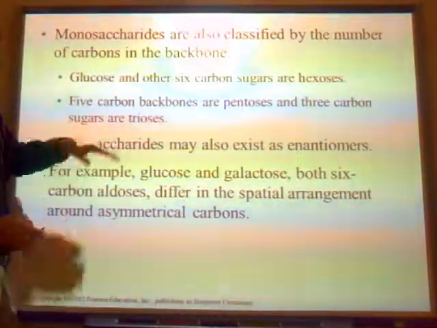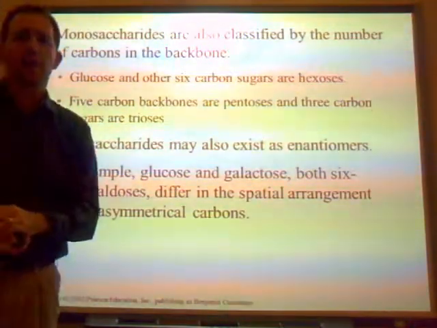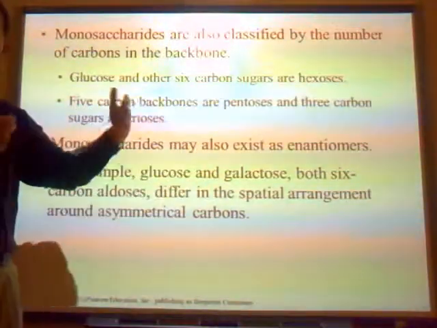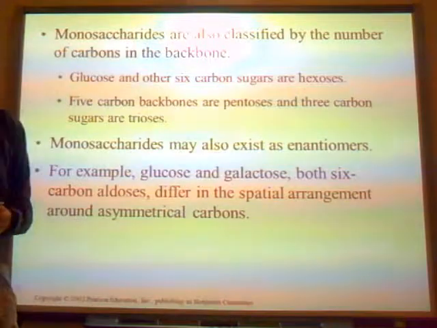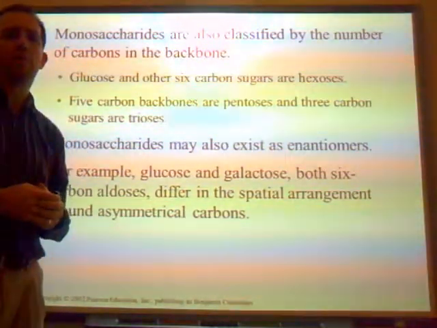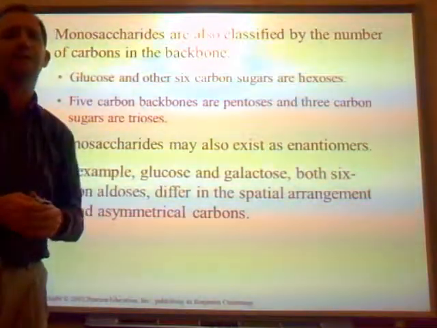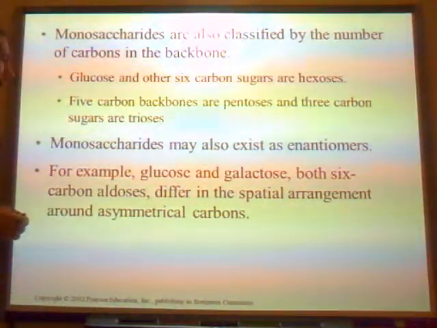Monosaccharides are going to be classified by the number of carbons they have. So if we're dealing with glucose, which happens to be a 6-carbon sugar, we call it a hexose because it has 6 carbons in it. 5 carbons are called pentoses. 3 carbons are called trioses. So just make sure you keep in mind all of those prefixes that hopefully you've learned along the way.